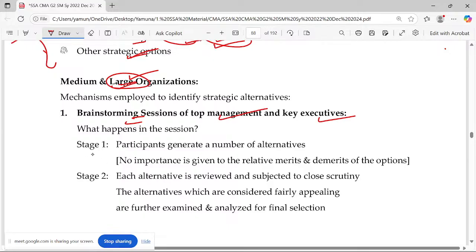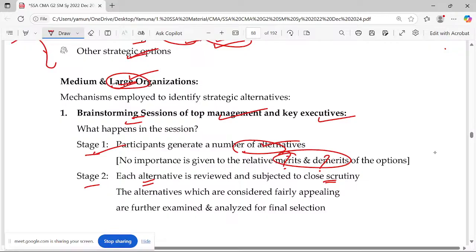Okay. So this will be done in stages. In the first stage, they'll go and participate. They'll just check the number of alternatives. What is the merit? What is the demerit? Then in the second stage, each alternative will be closely scrutinized. Which one can I choose? Which one not to choose? See, stage one is they check the merits and demerits.